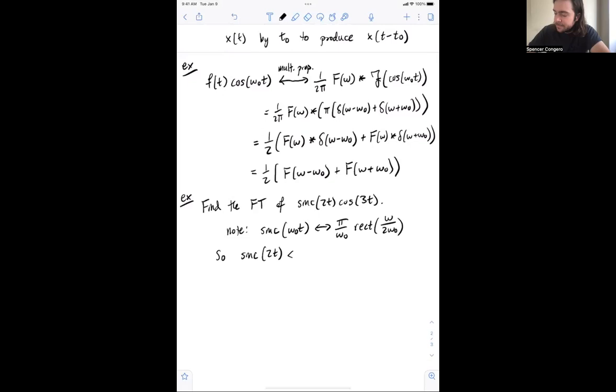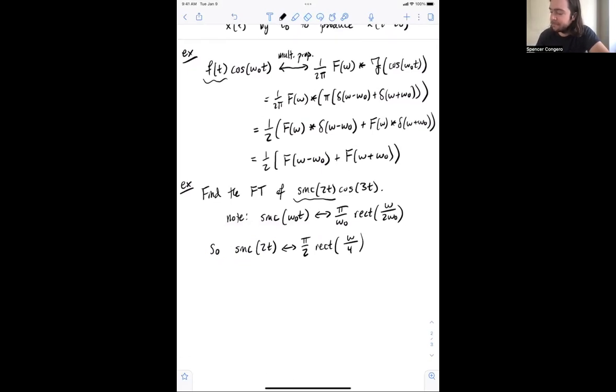So sinc of 2t is what? Well, it's pi over 2 times rect of omega over 4, right? 2 times 2 is 4. Why do I care about that? Well, I care because sinc of 2t is playing the role of my f of t in this example. And so I need to find F of omega so that I can create the Fourier transform of sinc of 2t times cosine of 3t.